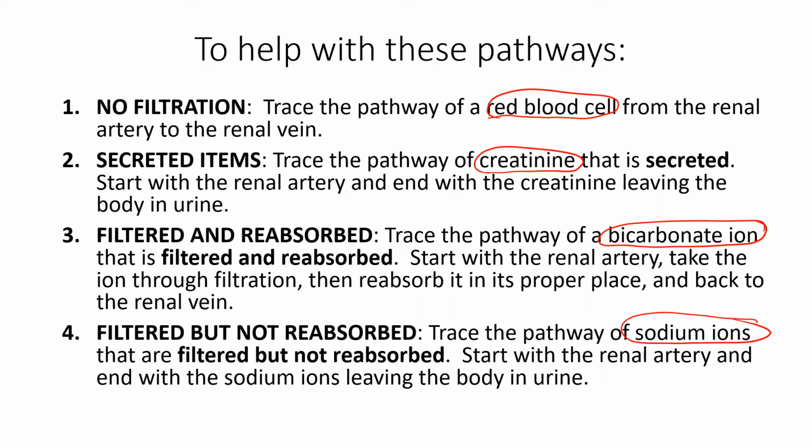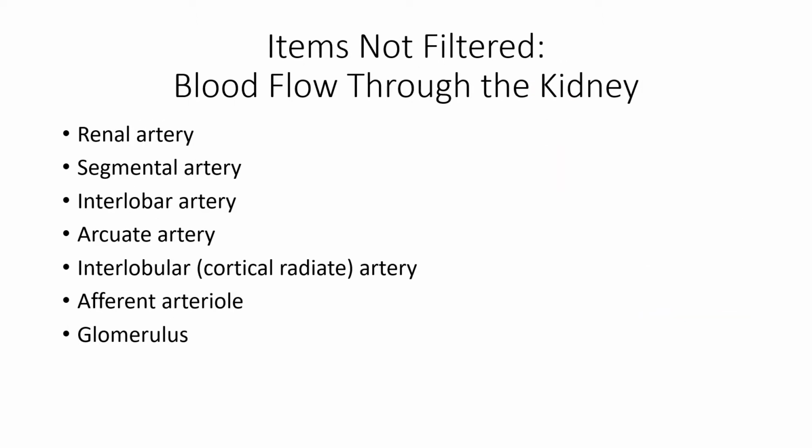So first of all, I'm going to talk to you about items that are not filtered. So items that are not filtered would be things like red blood cells, white blood cells, platelets, and plasma proteins, because they're all too large to be filtered. And if they are able to escape through the filtration membrane in the glomerulus, there is no mechanism for reclaiming them back into the bloodstream through reabsorption. So once they're filtered, they would be gone. So we're going to assume that these 4 things here are not filtered as they travel through the kidney.